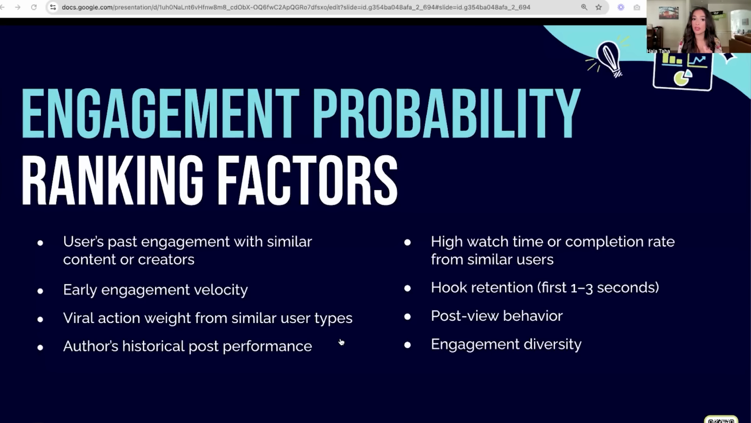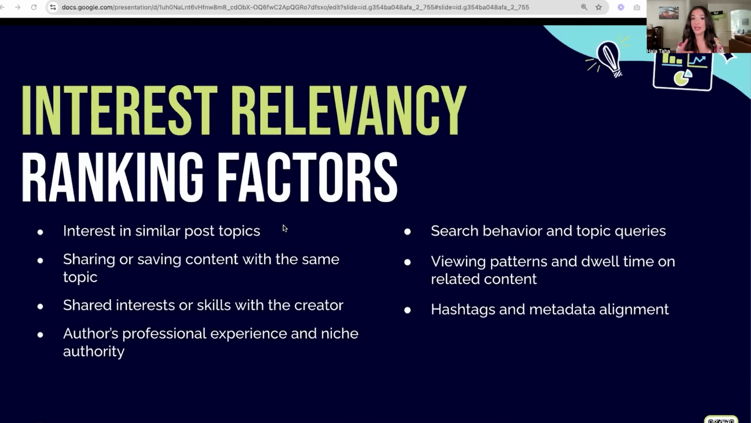Your hook retention, how long people are watching your videos. Are they staying for longer than 3 seconds? Are they watching your video through? Are they completing your videos? Are they watching it over and over again? Right? Their post-view behavior. Are they staying on the platform or logging off after they see your stuff? And your engagement diversity. Is it promoting comments, shares, saves? The algorithm loves that. All different types of engagement diversity. Okay? So again, all these algorithms are becoming very similar.